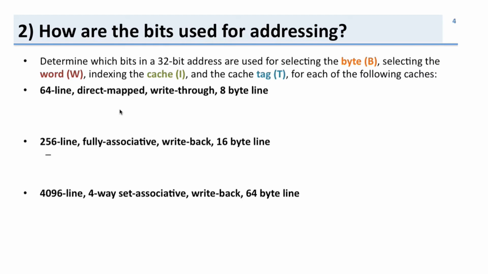Okay, for number 2, how are the bits used for addressing? We need to determine, for each of these caches, how many of the 32 address bits are used for selecting the byte, selecting the word, indexing the cache, and the cache tag.